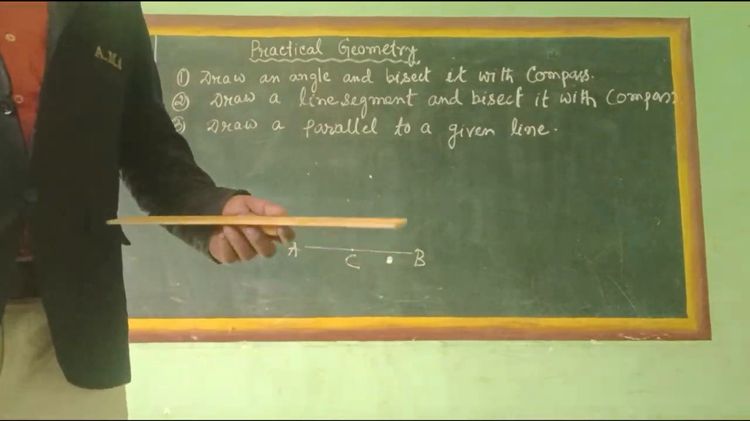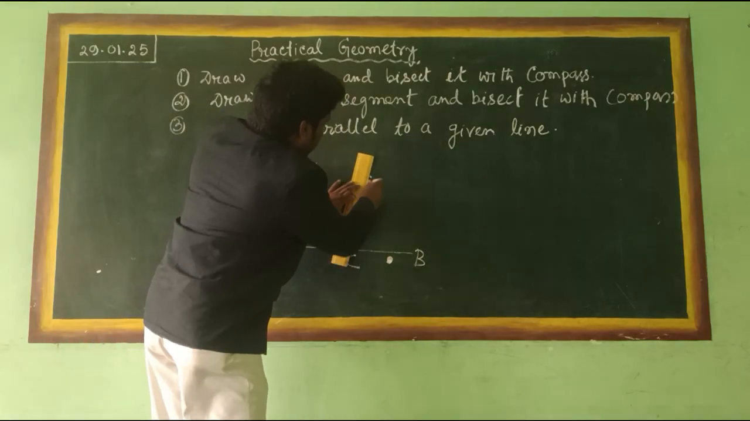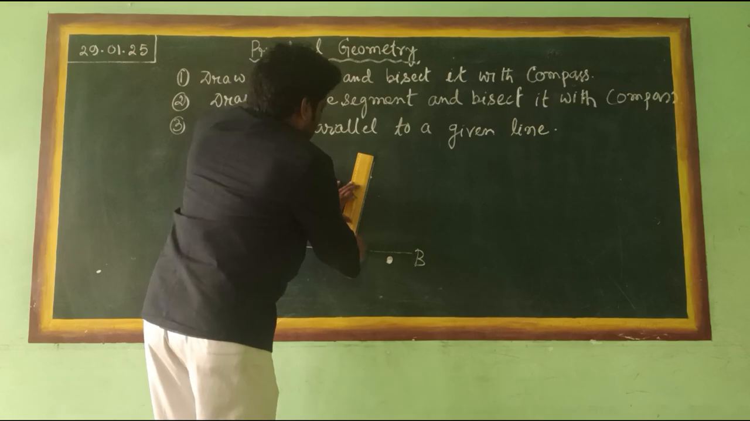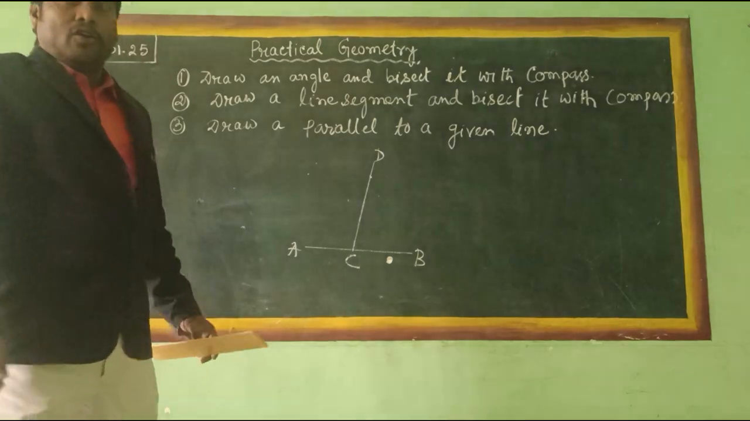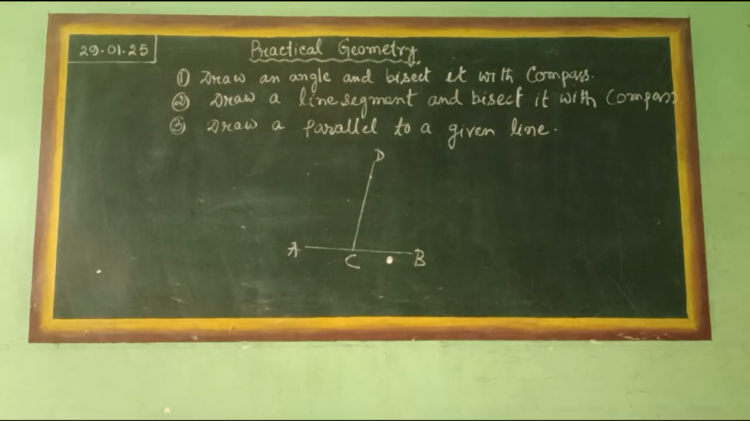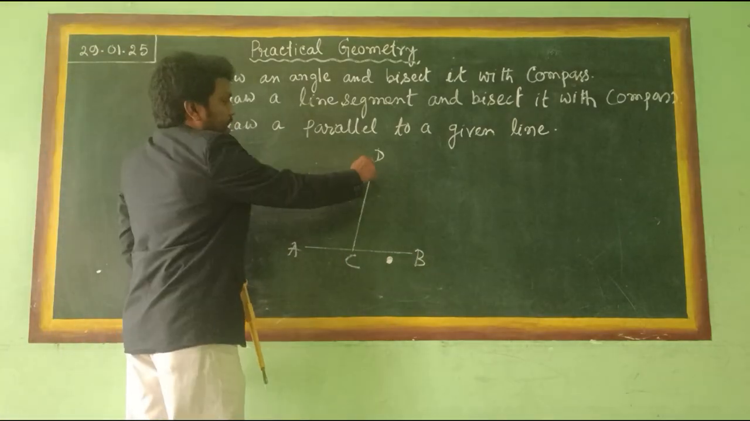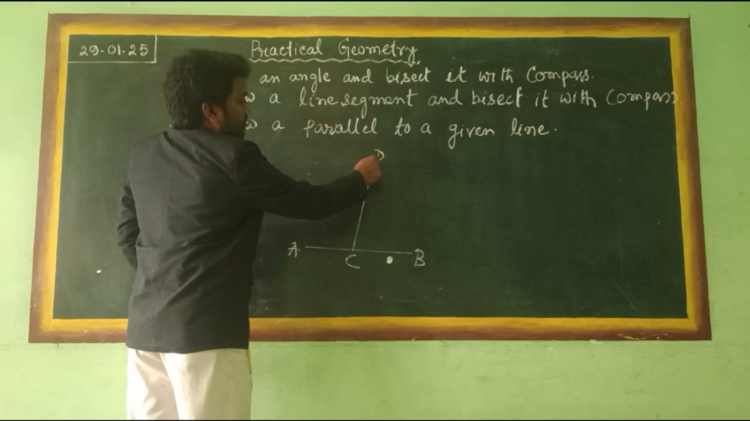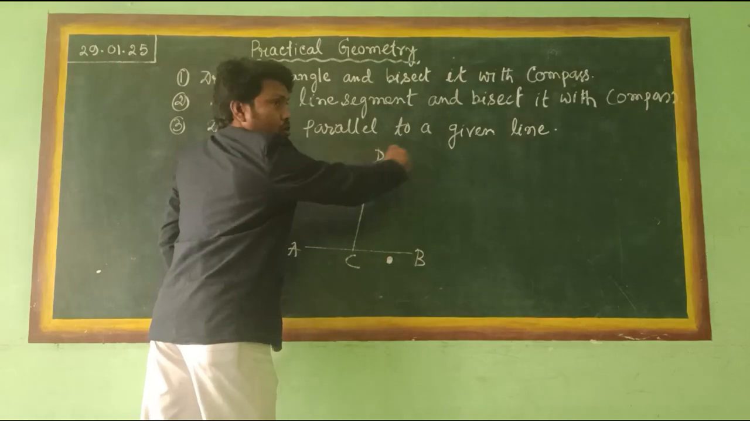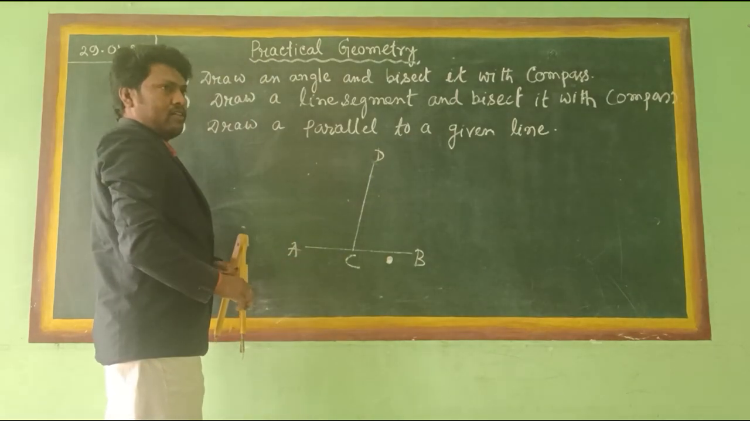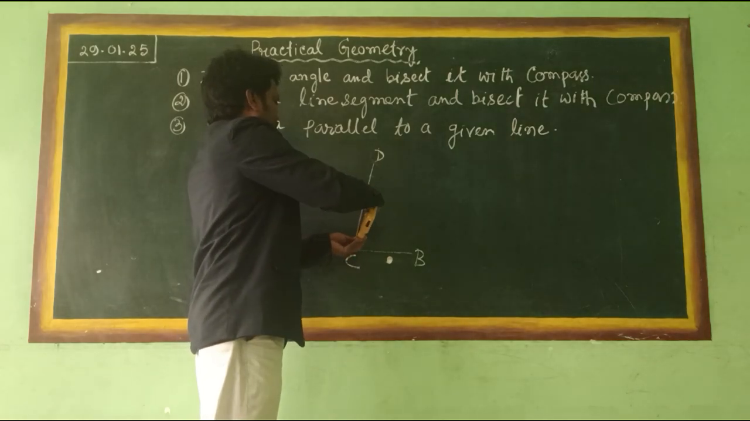So an angle will be formed. Now join the two points. Suppose it is D. Look very carefully how a parallel line can be constructed. Suppose this line will be parallel at which point? D point. Here the line should go in this way. So what is the procedure? At first measure this angle.